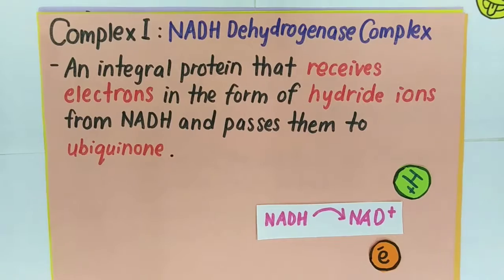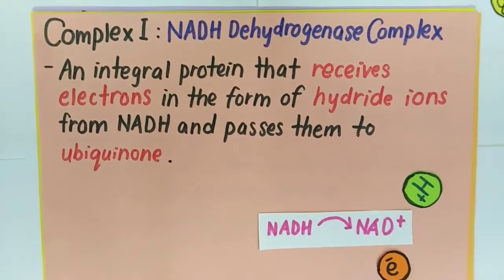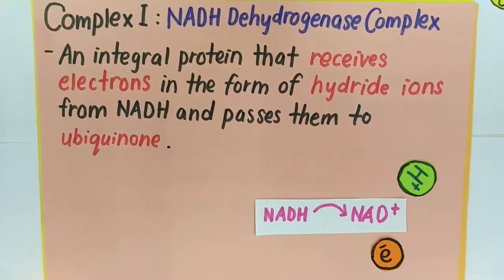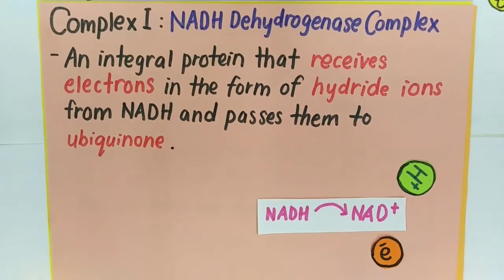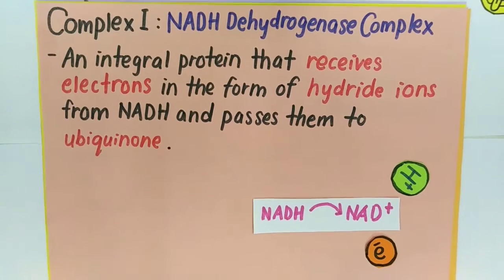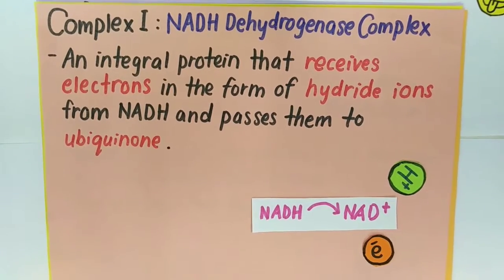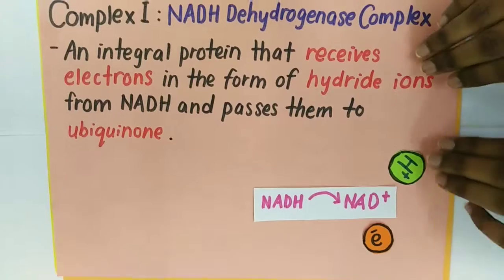Complex 1 is an NADH dehydrogenase complex. It is an integral protein that receives electrons in the form of hydride ions from NADH and passes them to ubiquinone.